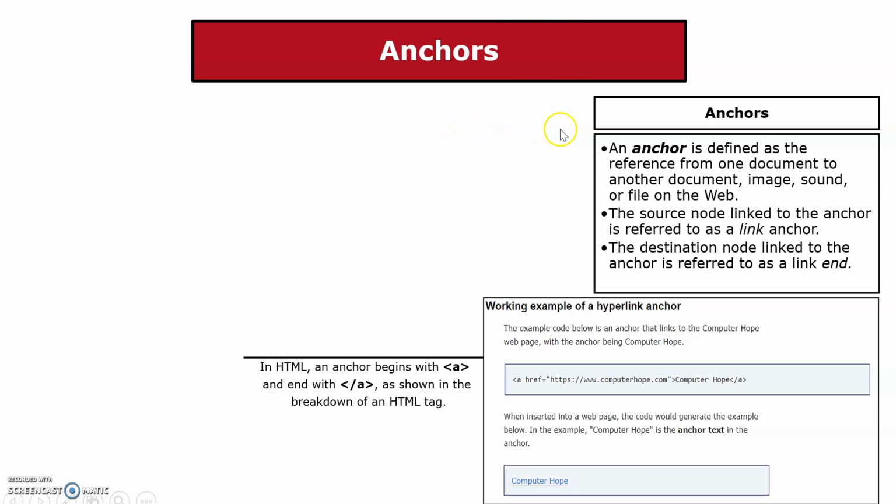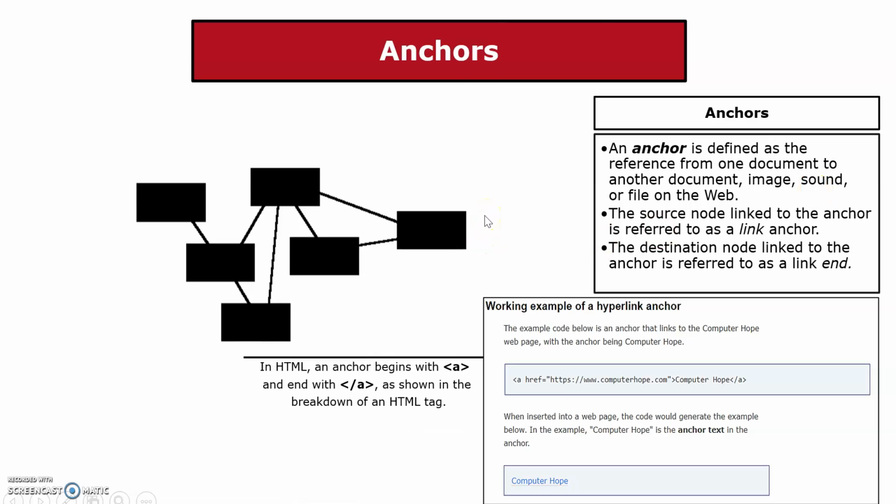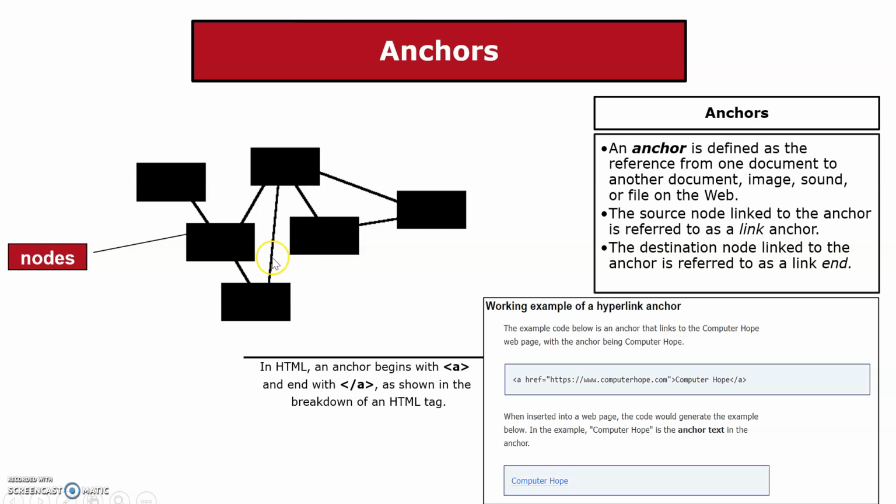Okay, continue with the anchors. An anchor is defined as the reference from one document to another document, image, sound, or file on the web. So, the source node linked to the anchor is referred to as the link anchor. In HTML, an anchor begins with <A> and ends with </A>, as shown in the breakdown of an HTML tag.